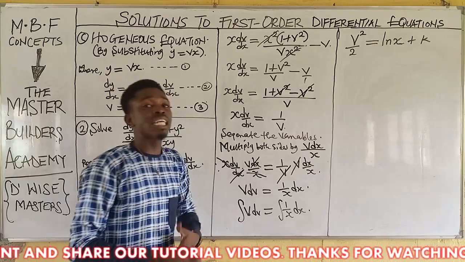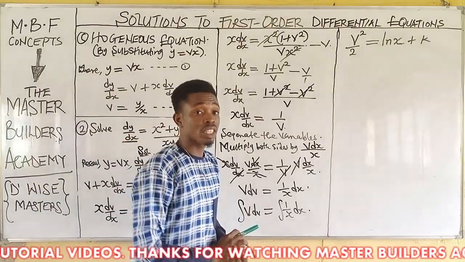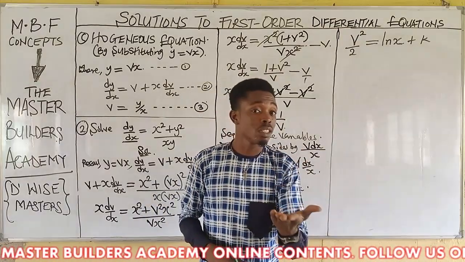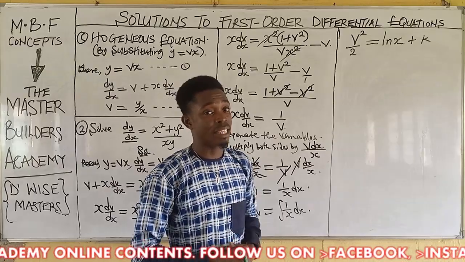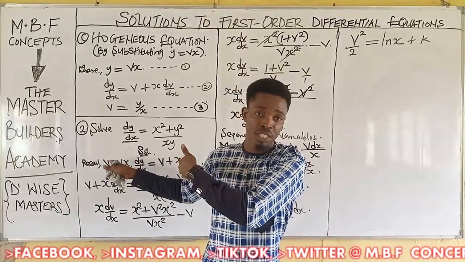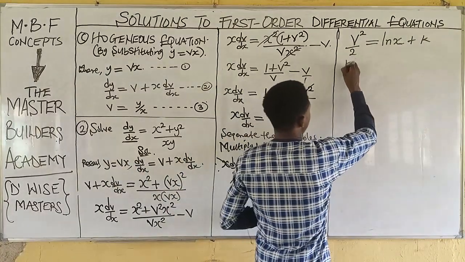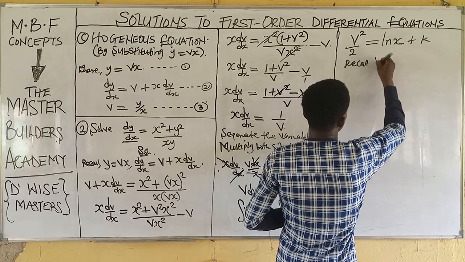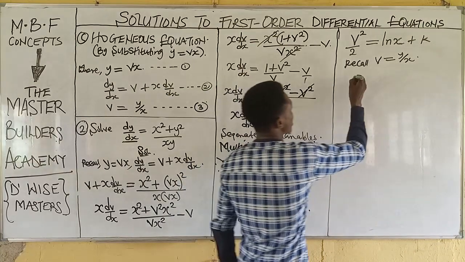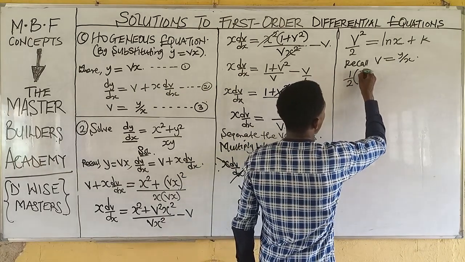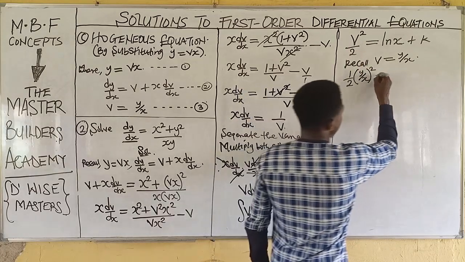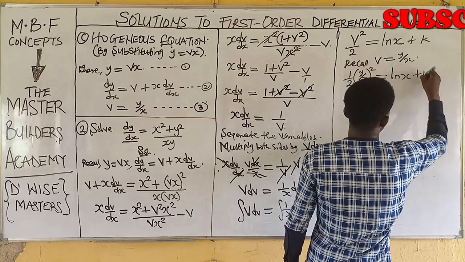Now that we have successfully integrated this equation, all we need to do is to replace v, because the question we were given did not come in terms of v and x, but in terms of y and x. So how do I replace v? I will now make use of equation 3. And equation 3 says, now you just say recall that v is equal to what? y over x. So I will substitute. Now at this point, I'm having this as 1 over 2 into y over x all squared. This is v, 1 over 2. Then is equal to ln x plus k.